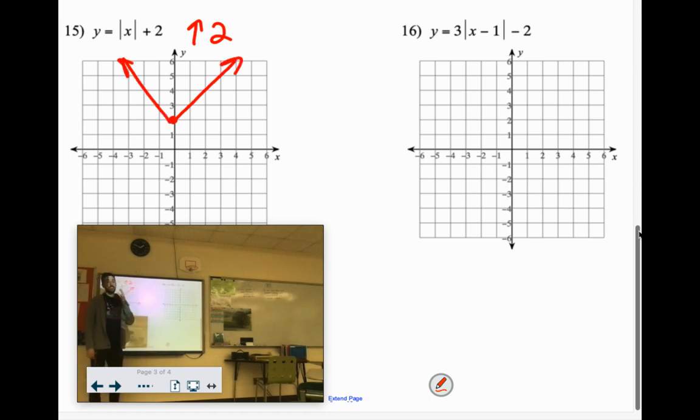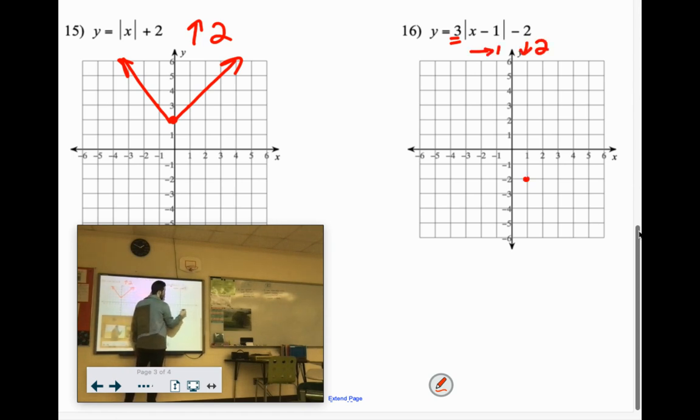Oh, 16. It's the first time we have a different number out in front. Let's do the other stuff the same. We're going to go right 1, down 2. Now, instead of going up 1 over 1, because our slope is now 3, our slope-ish, we're going to go up 3 over 1 in both directions. 1, 2, 3, over 1. 1, 2, 3, over 1. And then you can keep that going, up 3, outside 1. So this becomes a skinnier V when you do that.